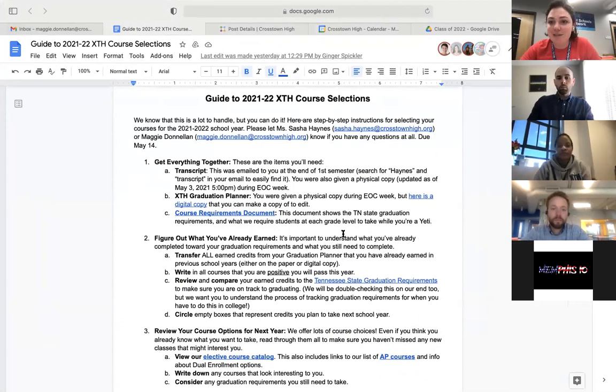The very first thing that you need to do is find your transcript. If you are here in person today, which I think 96% of you are, then in your testing room, your teachers gave you a physical copy of your transcript. If you didn't get one, let me or Ms. Haynes know, and we will send you a copy. It takes just a couple seconds, so please let us know.